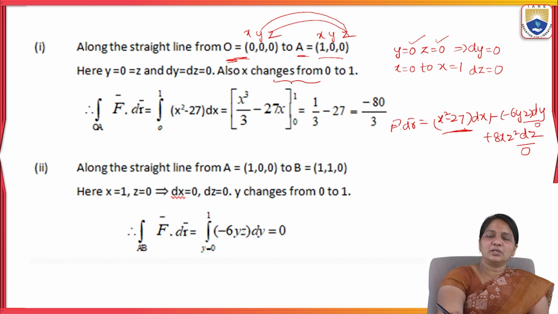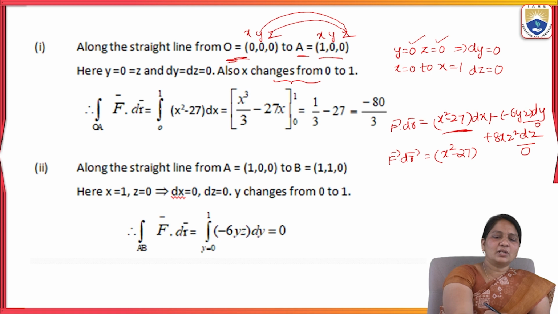Only you will get the term f bar dot dr bar is equal to x square minus 27. That is all we are writing here. So integral 0 to 1 of (x square minus 27) dx. Now we are going to do the integration. The x limits are 0 to 1, so we can integrate each term individually here.